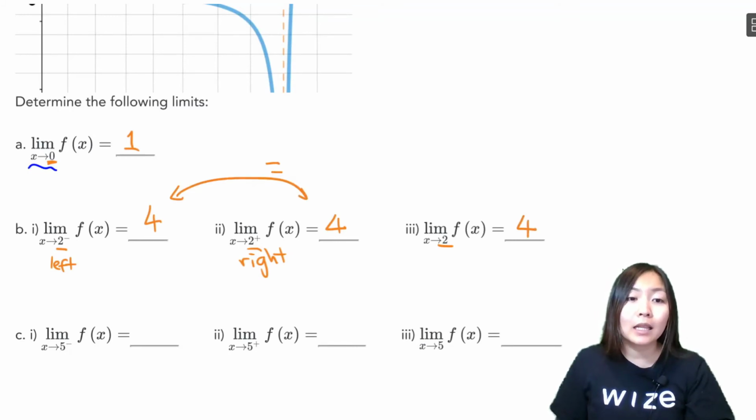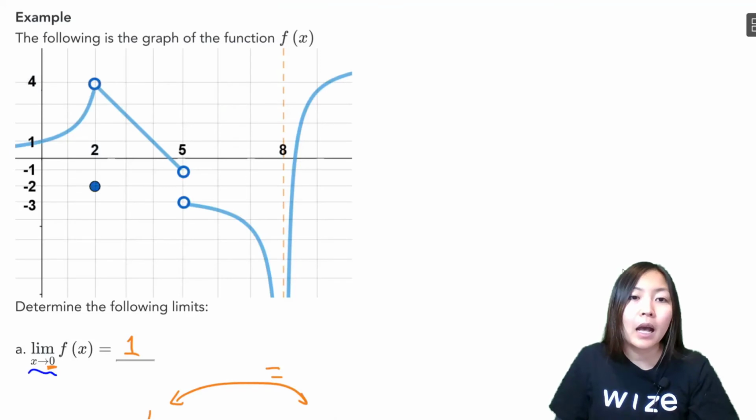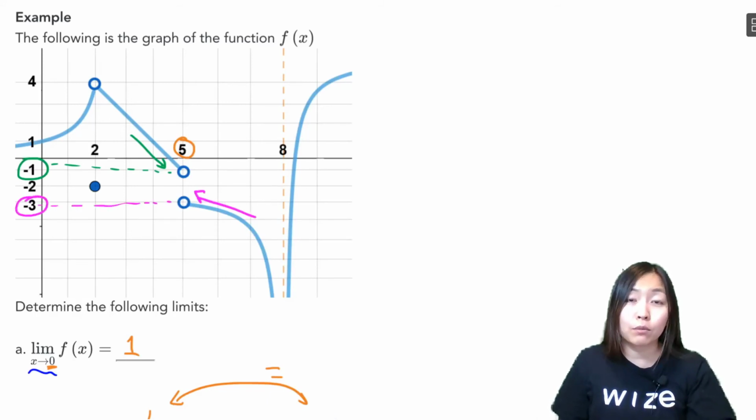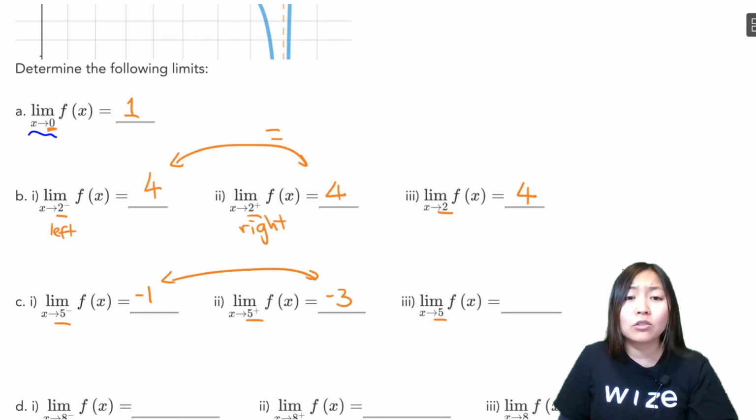Okay, part C, we're looking at the limit as x approaches 5 from the left, 5 from the right, and then 5 in general. So going back to our graph, x equals 5 is over here. So looking at the limit from the left, I'm following this piece of the graph. I get that the y value, or f at x value, is -1. Following it from the right, so the limit from the right-hand side, I get that the y value is -3. So again, the left-hand limit is -1, right-hand limit is -3. These two guys don't equal, they're not the same number, so then the limit does not exist.